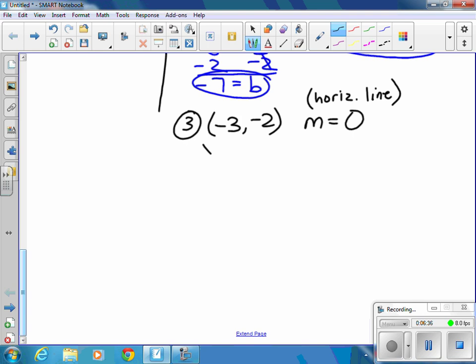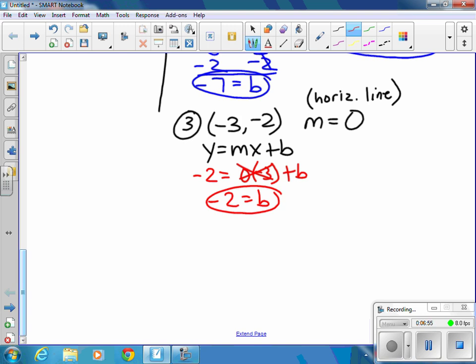Right? So we're going to use the same formula, and we're going to plug our numbers in. So in place of y, we're going to put -2 equals 0 times -3 plus b. And you'll notice 0 times -3 makes 0, so essentially that part just disappears. And you have -2 equals b. Right? Well, if that's our y value, our slope is 0, right? So when we go to our equation, the answer is y equals -2.